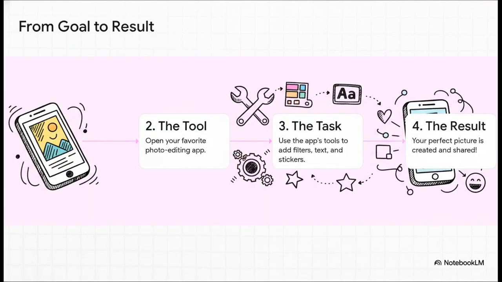Let's walk through this. It all starts with a goal in your head. Hey, I want to share this cool photo. So what do you do? You pick your tool. You open your favorite photo app. Then, the app gives you everything you need for the task, like filters and stickers and text boxes. And then you get the result. You made it. The application successfully turned your idea into a real thing.